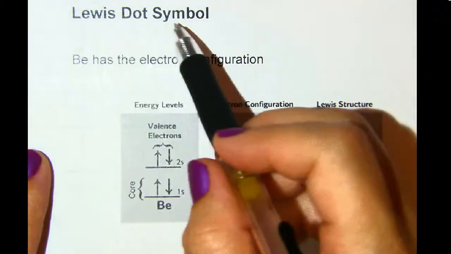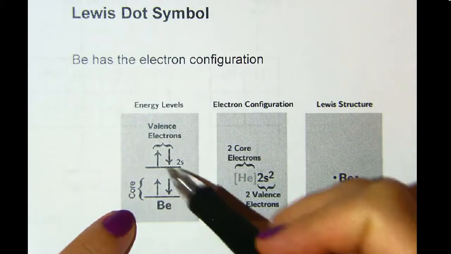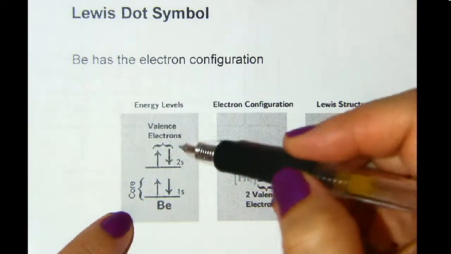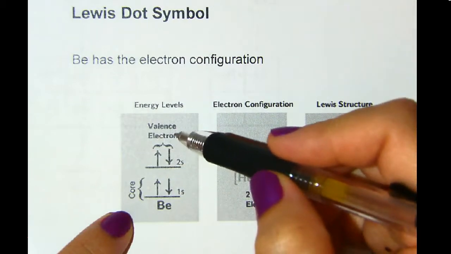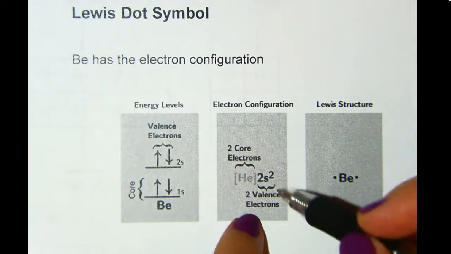Writing a Lewis dot symbol. Beryllium has the following electron configuration: 1s2, 2s2. The 1s electrons are the core electrons, and the 2s electrons are the valence. These are the ones on the outer energy level. So we only focus on the valence electrons.